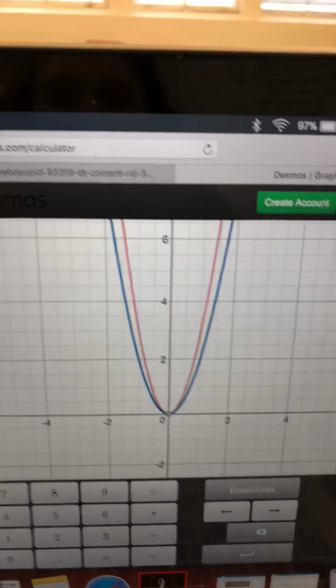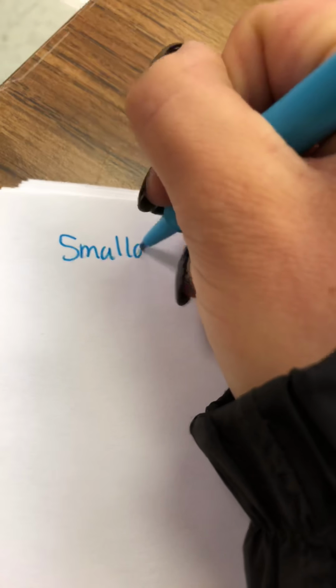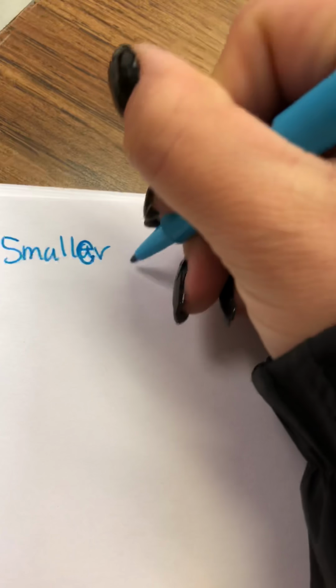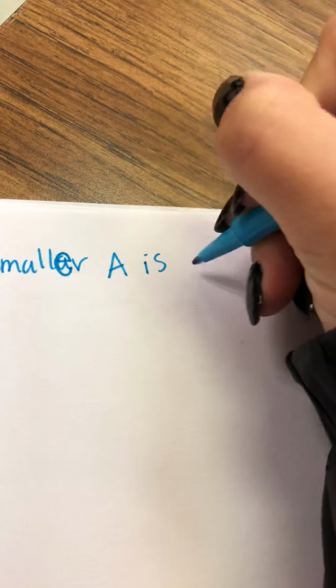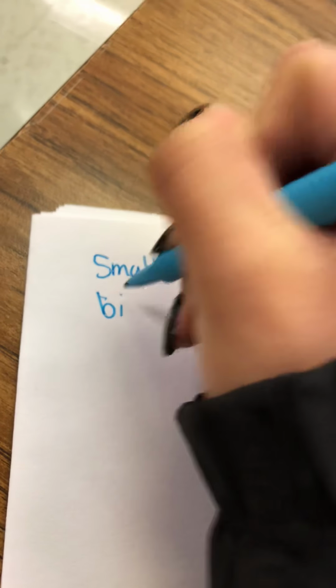The blue one is wider, or the one that had 2. The smaller a value is going to be wider. So smaller a, I was thinking about a. Smaller a is wider. Bigger a is narrower.